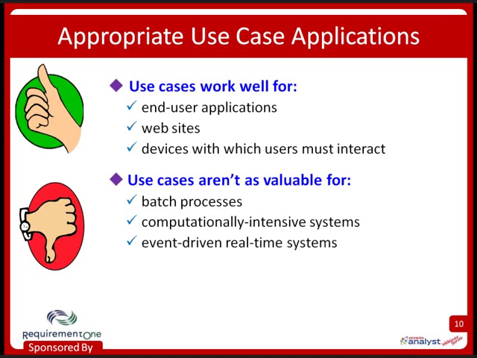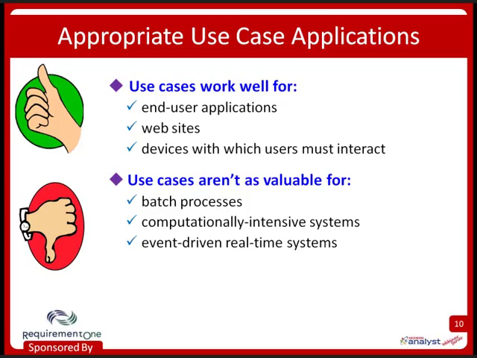Use cases aren't particularly valuable for event-driven real-time systems either. Sometimes an event response table is a better way to identify user requirements, especially when the user is not a human being. And a good example of a system for which use cases aren't adequate is, say, a complex highway intersection. I can only think of a handful of use cases.